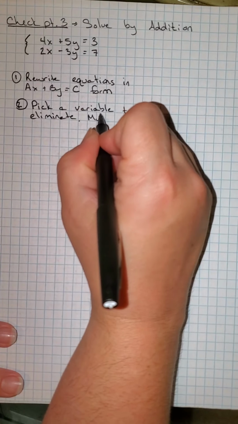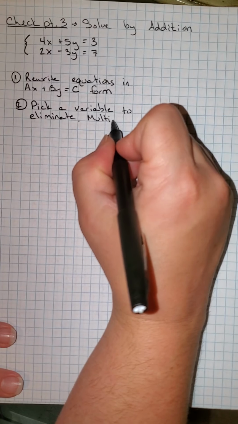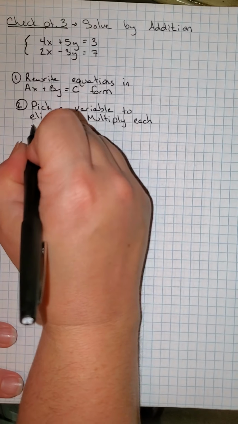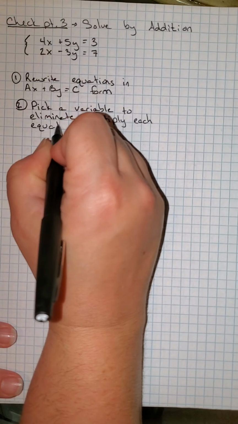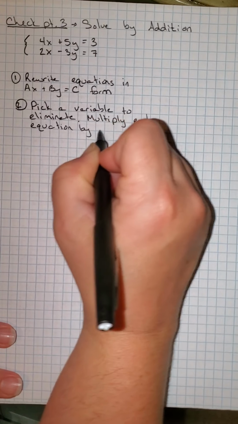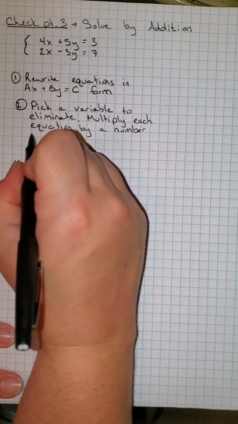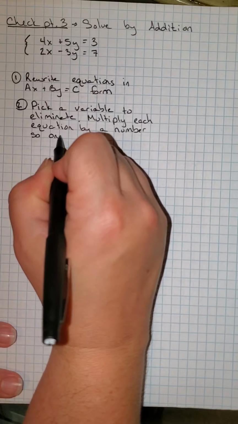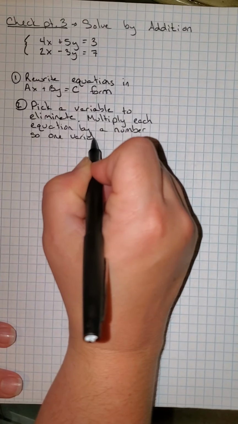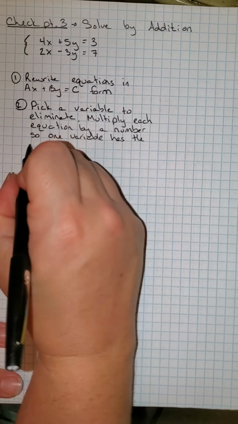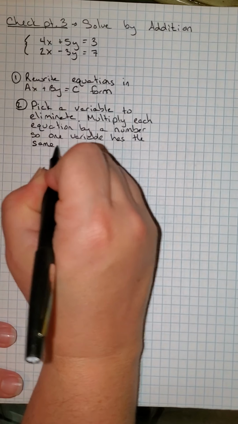Okay, and then multiply each equation by a number. It could be 1. So multiply each equation by a number so one variable has the same coefficient with the opposite signs.